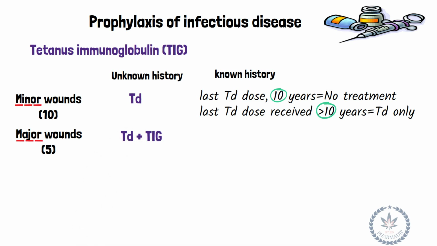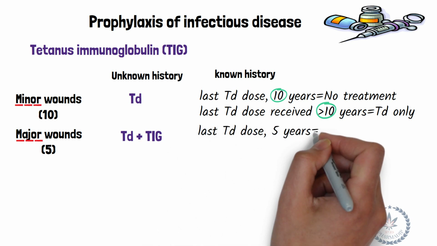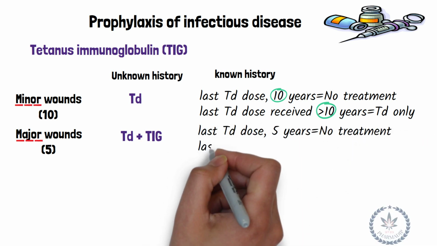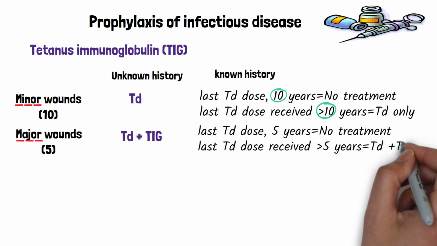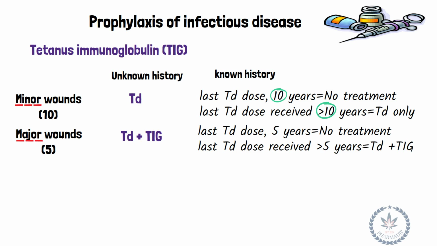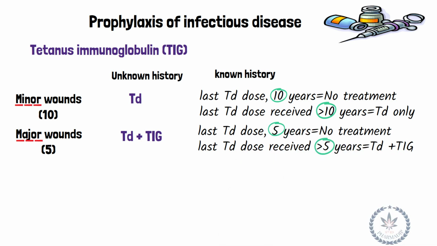Here also, for unknown history, TD and TIG. Whereas for known history, if the last TD dose was received within 5 years, then no treatment is required. However, if the last TD dose was received more than 5 years ago, then both TD and TIG should be given. Here the validity is 5 years. That was for tetanus immunoglobulin.